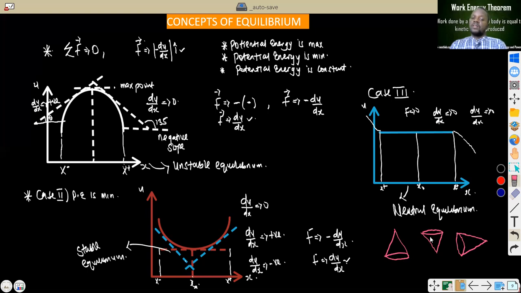Here you can see at this particular point, this is the point now. Potential energy here is maximum at this point because this is the base. Potential energy is maximum here, so you say this is an unstable equilibrium. In this case, potential energy, which is the base of this thing, is minimum. And here, in this case, it is a stable equilibrium.